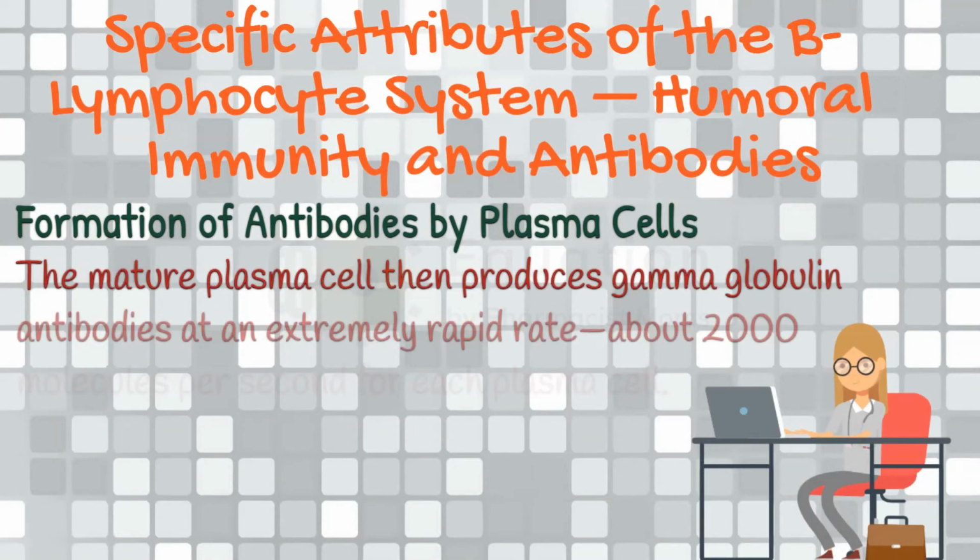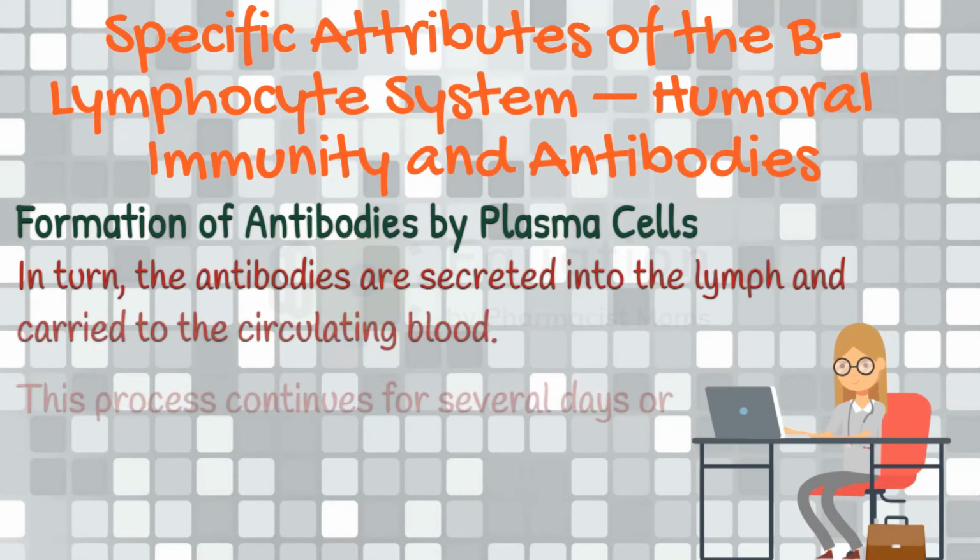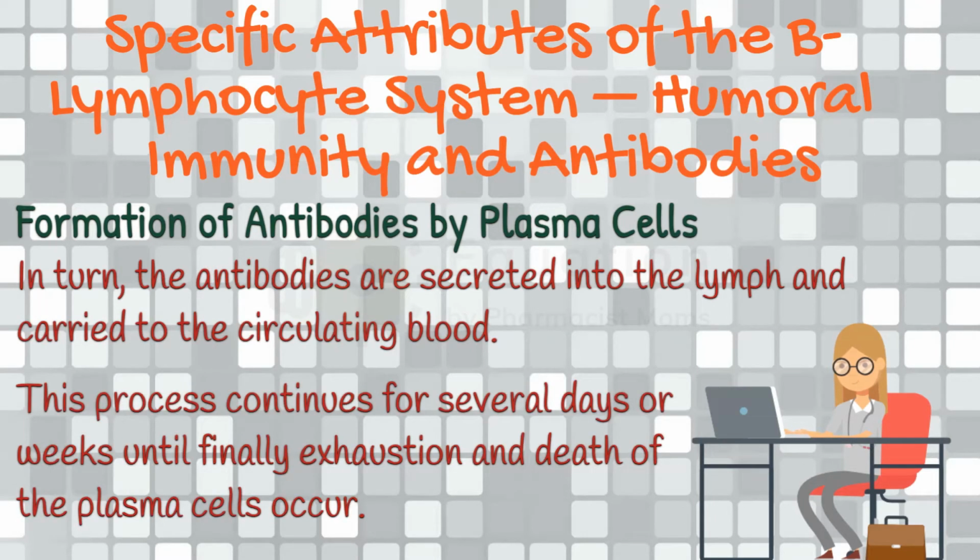The mature plasma cell then produces gamma globulin antibodies at an extremely rapid rate, about 2,000 molecules per second, for each plasma cell. In turn, the antibodies are secreted into the lymph and carried to the circulating blood. This process continues for several days or weeks until finally exhaustion and death of the plasma cells occur.